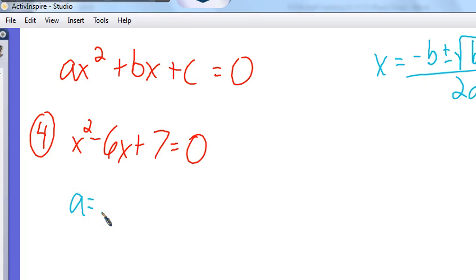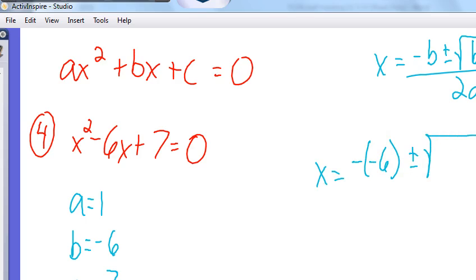What's a in this equation? 1. What's b? Negative 6. Very good. Don't forget your negatives. c? 7. The solution to this quadratic equation we can find by doing this. Negative b is negative 6, plus or minus the square root of b, that's negative 6 squared, minus 4 times a, which is 1, times c, which is 7, over 2 times a, which is 1.